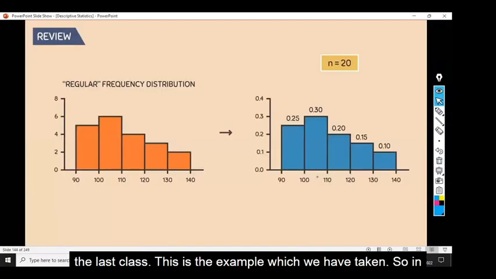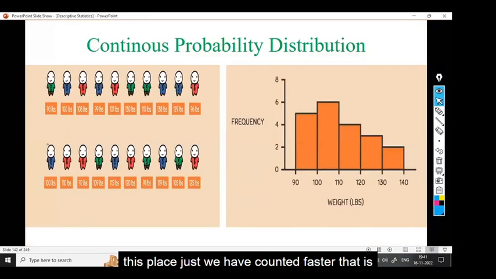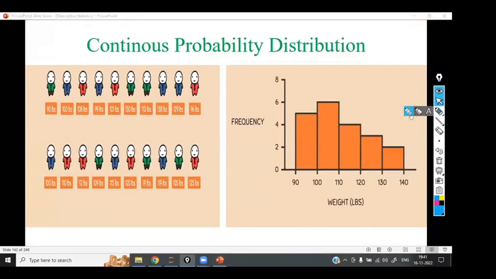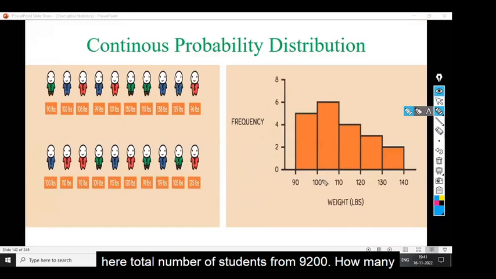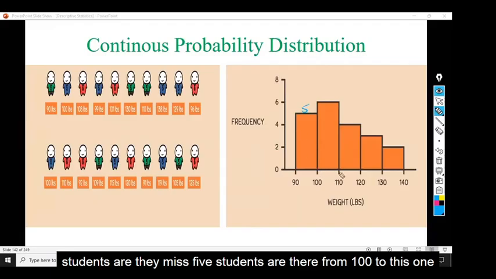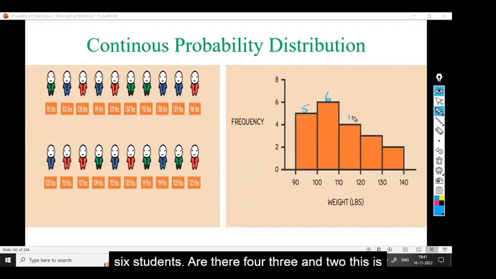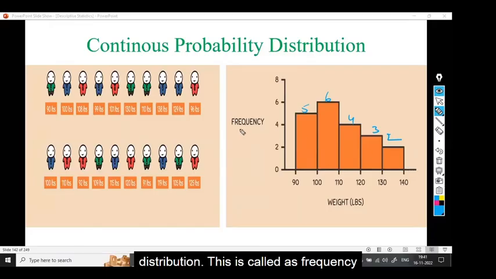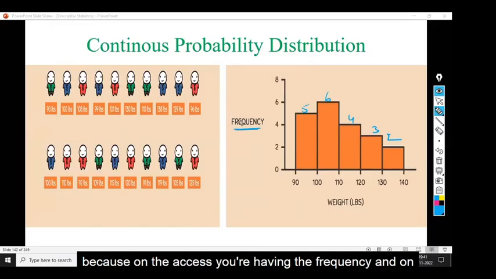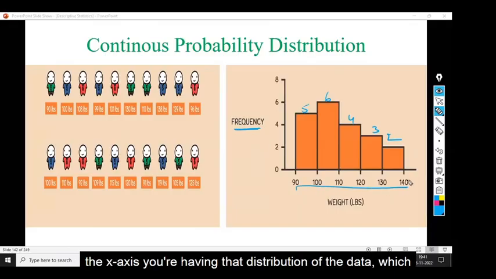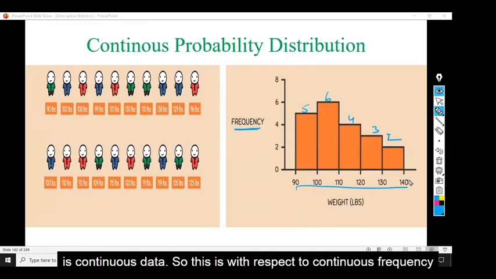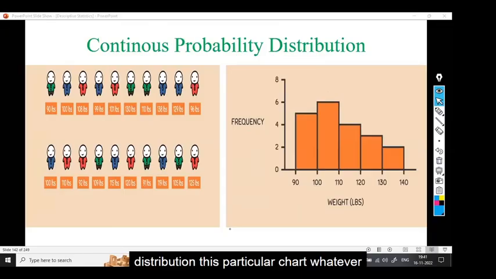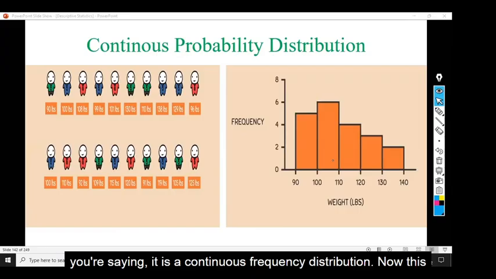In the last class, this is the example we took. First we counted the total number of students from 90 to 100. How many students are there? 5 students. From 100 to the next interval, 6 students are there. Then 4, 3 and 2. This is with respect to their count. You are representing the frequency distribution. It is called frequency because on the y-axis you have the frequency, and on the x-axis you have the distribution of the data, which is continuous data. So this particular chart is a continuous frequency distribution.